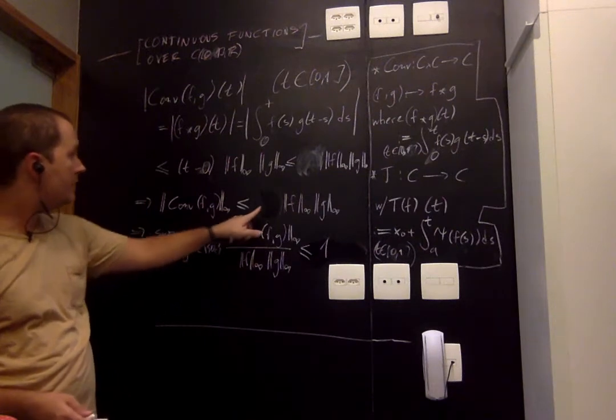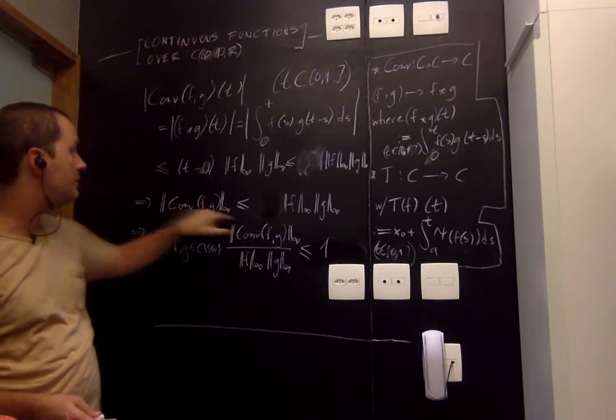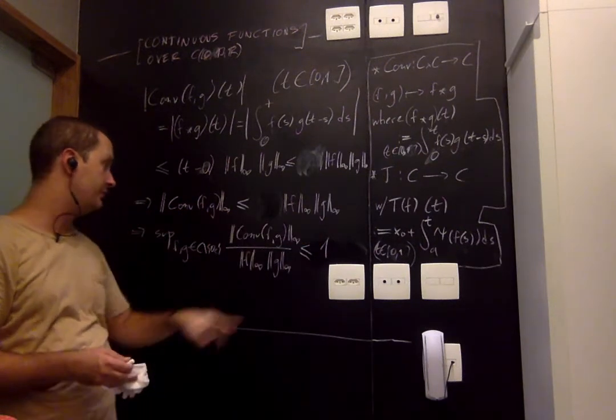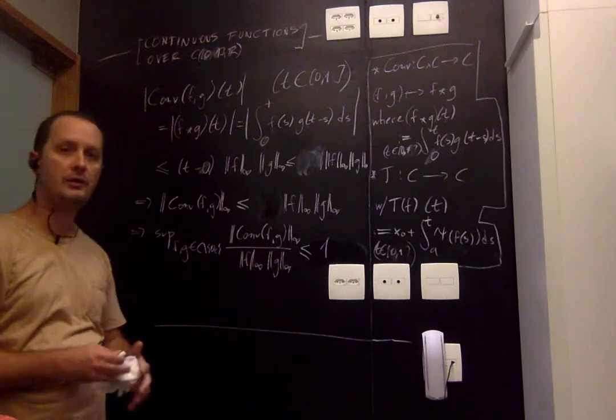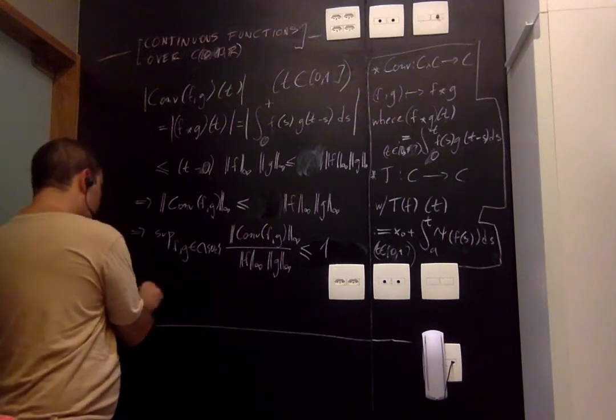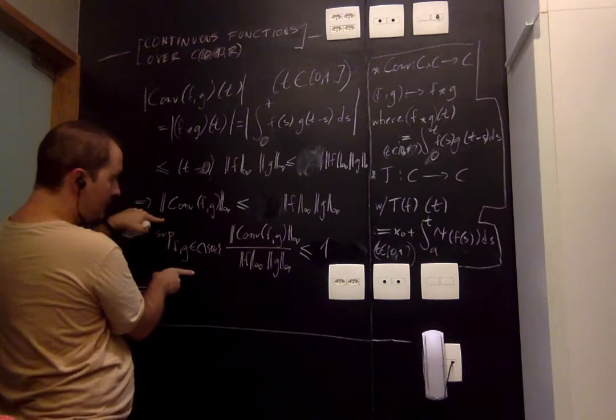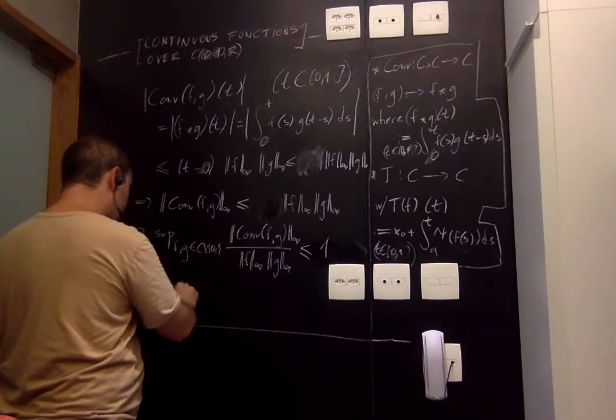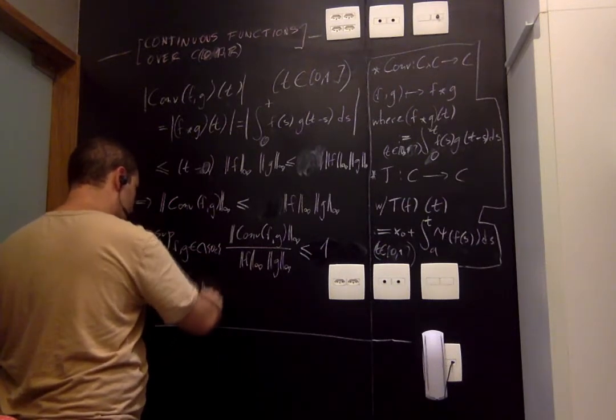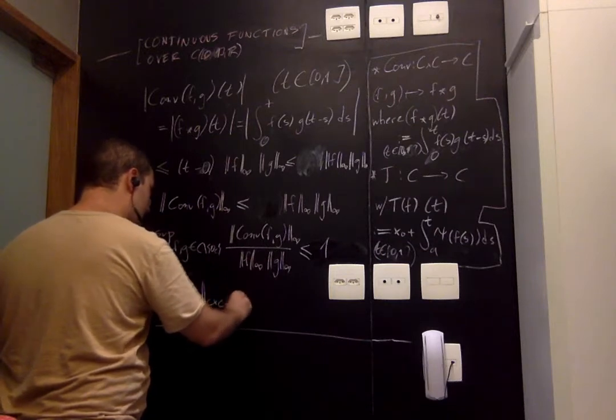So once you get here, you have that the norm of the convolution is always less than or equal to the product of the norms, and therefore you have this inequality here. And from this, what is this? By definition, the supremum is the norm of this bilinear map from C times C to C.